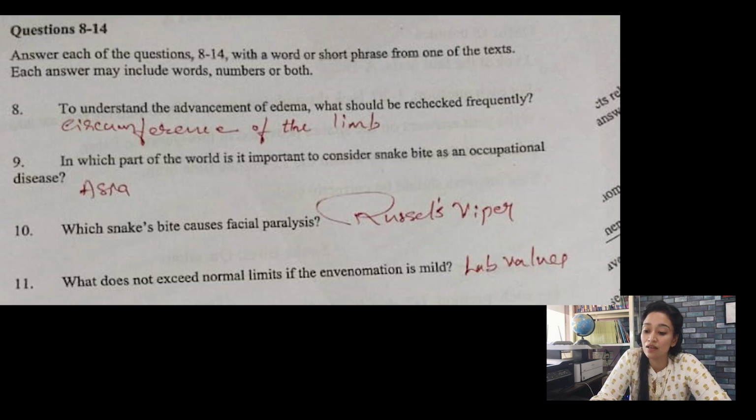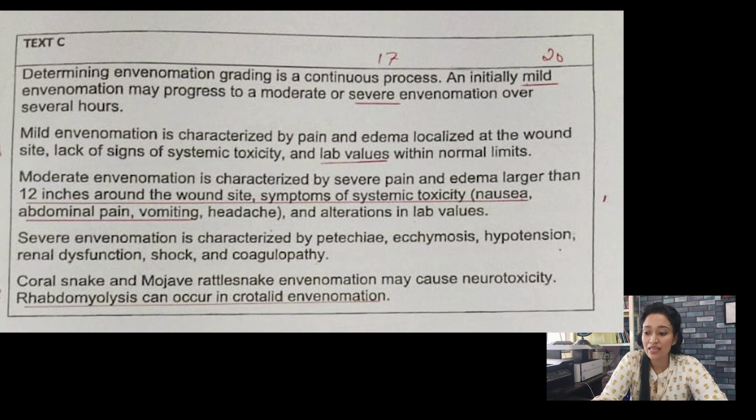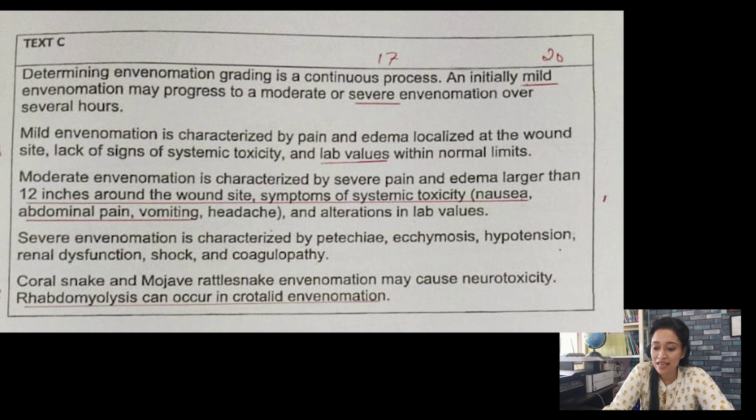The next question is number 11. What does not exceed normal limits if the envenomation is mild? So in this question, you can mark the keywords like what does not exceed normal limits and mild. So we can see this information in the text C, where we can see that mild envenomation is characterized by pain and edema localized at the wound site, lack of signs of systemic toxicity, and lab values within normal limits. I hope you have already marked lab values while you read the text, and which is already marked as a keyword in the text. So it will be easy for you to find out lab values from the text very fast. So the answer is lab values.